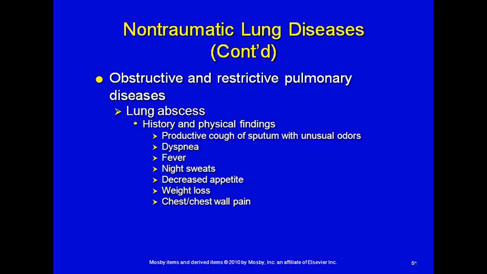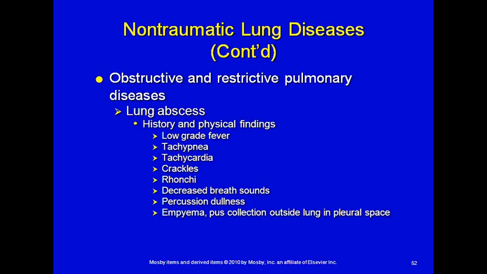You'll get a history and physical finding in somebody with a lung abscess that they now have a productive cough, and the sputum has a really unusual odor. They'll be short of breath, they'll have a fever, night sweats, decrease in appetite, weight loss, chest and chest wall pain. Many of these symptoms of lung abscess are extremely similar to tuberculosis, AIDS, and pneumonia. So it's very difficult to differentiate this in the field.